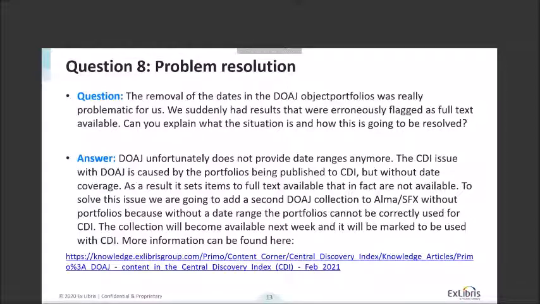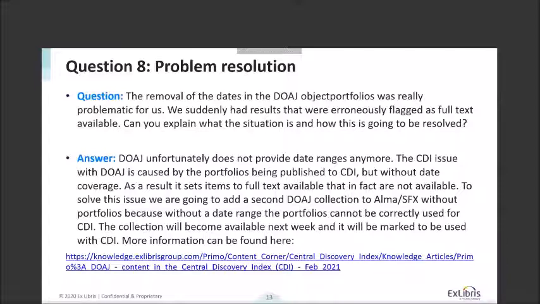So DOAJ unfortunately does not provide date ranges anymore. So we had to remove them and could not maintain them anymore in the knowledge bases. The CDI issue with DOAJ is caused by the portfolios being published to CDI, but without the date coverage. So the result is that it sets items to full text available that in fact are not available, that are outside the date range. To solve this issue, we are going to add a second DOAJ collection to Alma SFX without portfolios. Because without a date range, the portfolios cannot be correctly used for CDI.